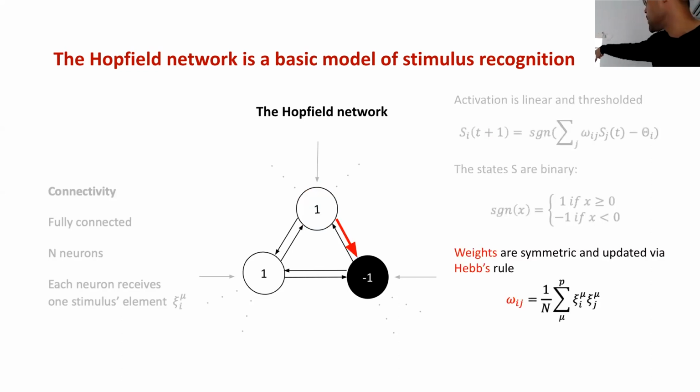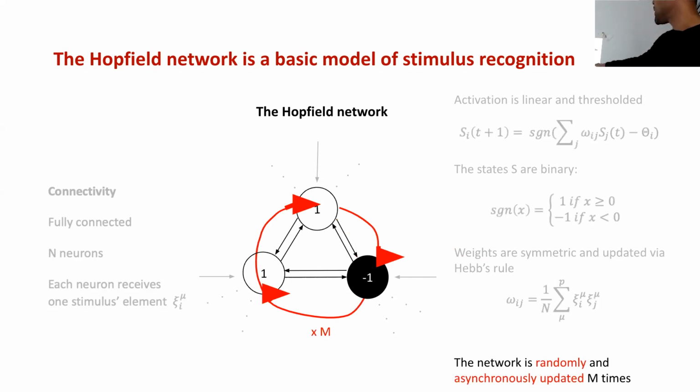Then the connections between these neurons are symmetric. Here I just show them as a bidirectional connection for simplicity because I will use directed recurrent networks later. They are symmetric and updated via the Hebb rule, which is basically that the weights are proportional to the covariance of the activity. When they fire together, they increase the weight, otherwise they depress the weight.